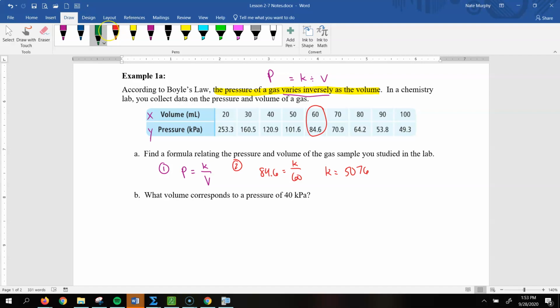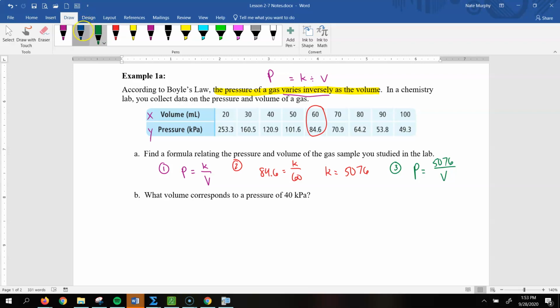So now we can do what the question is asking. The question is asking us just to write a specific equation to model this data. We're done with the 84.6 and 60 at this point because we got what we needed. We got our value for k. So our equation would be P equals 5,076 divided by the volume. So now we can use that equation to answer whatever question they might ask.